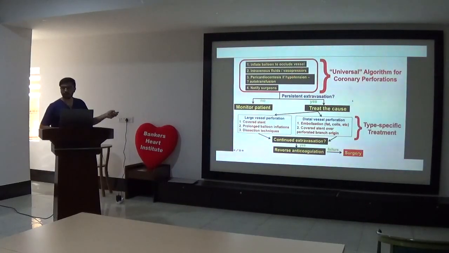Intravenous fluid or vasopressor may be needed. Give inotropic support and fluid resuscitation. Keep backup for pericardiocentesis and notify surgery. So this algorithm we have to look at step by step.